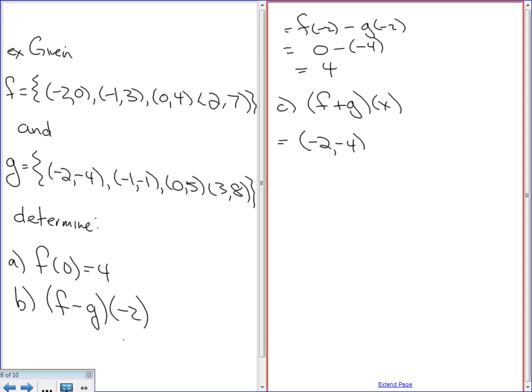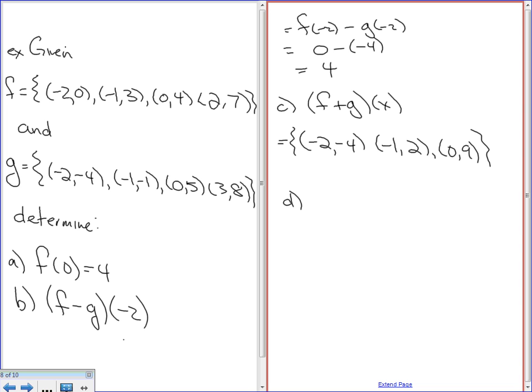Then I look at my next one, which is -1. I make sure there's a -1 in the g function. There is. So the next point would be -1, and I'm adding 3 and -1, which gives me 2. 0 and 0 match up. I add 4 and 5, which gives me 9. Then 2, and g doesn't have a 2, so I can't add. So I'm done with the adding of the function. I can only add those 3 together, and those are the 3 points that make up the function f plus g. Make sense?